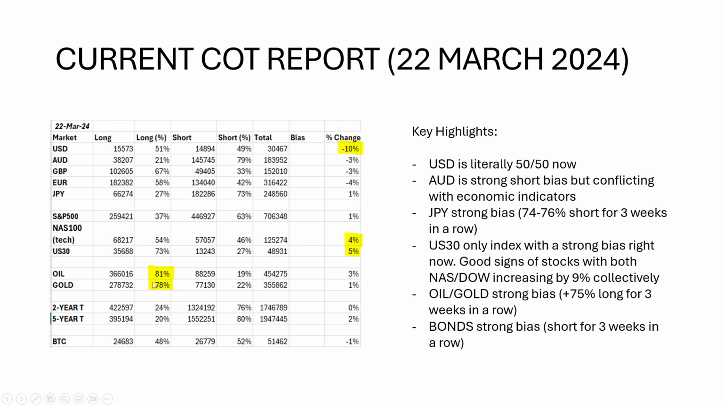Oil, gold, silver, we're still strong bias. We're going to keep long with that. And bonds, still a strong short bias for bonds. We didn't trade that, but just to note, I guess the sentiment is people are more safe.